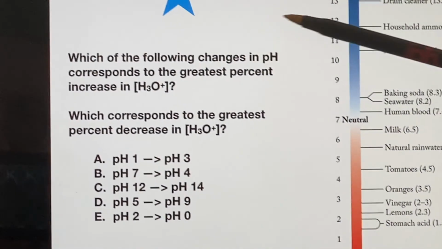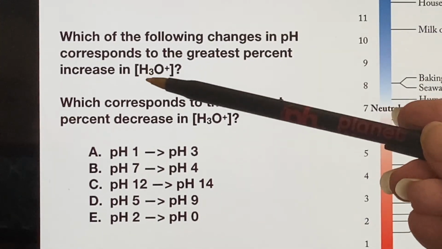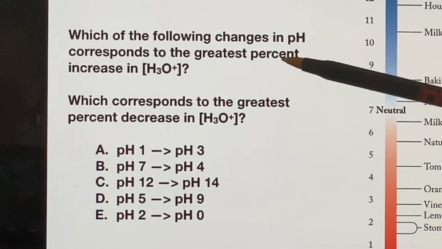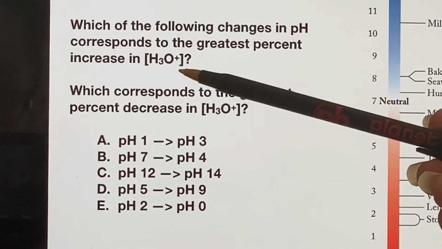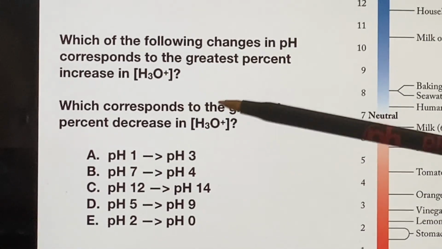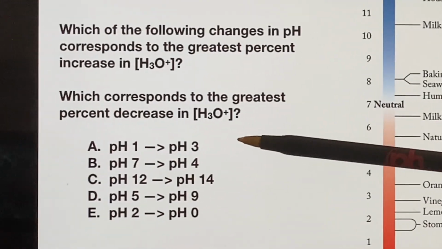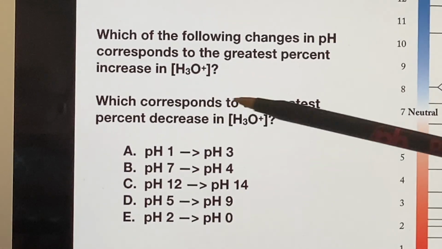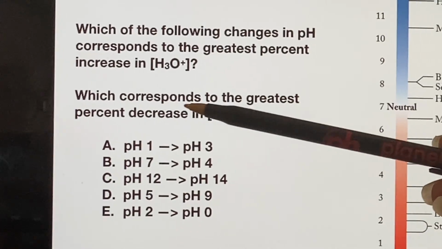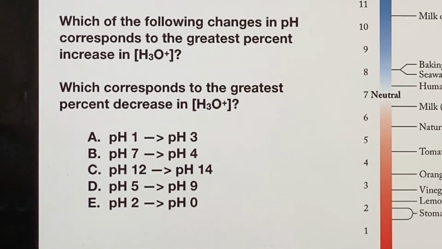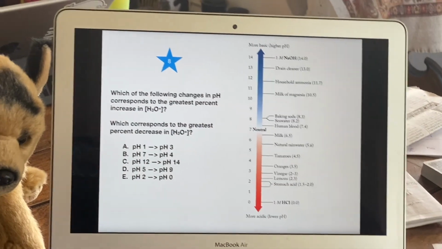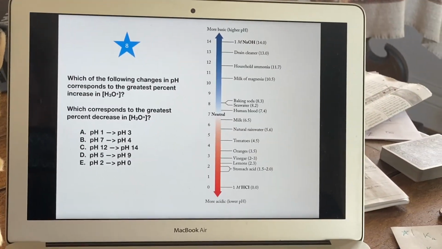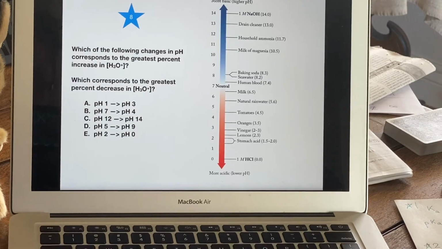Which of the following changes in pH corresponds to the greatest percent increase in hydronium ion concentration? And then, what corresponds to the greatest percent decrease? Okay, so let's look at each of them and classify them.